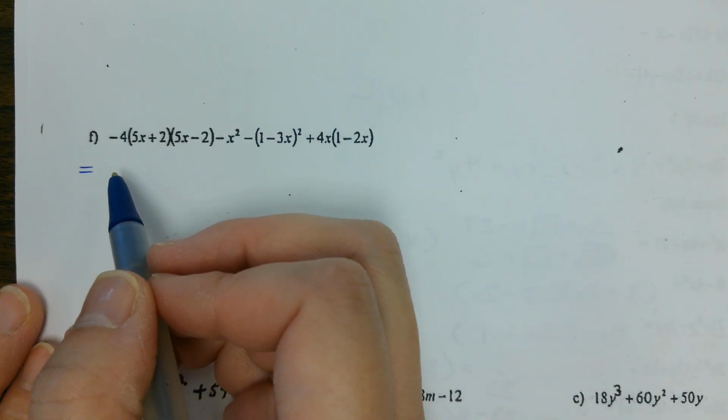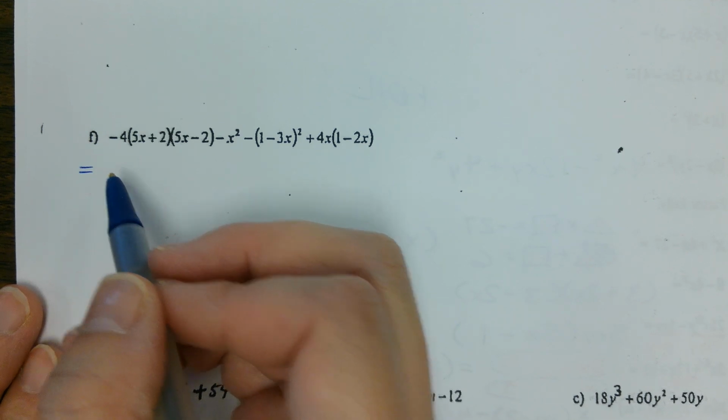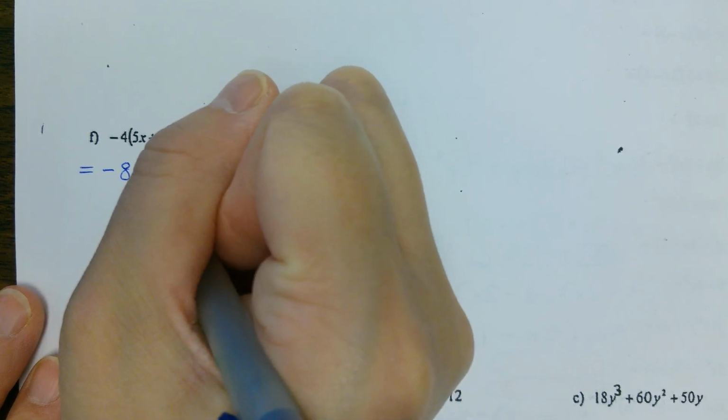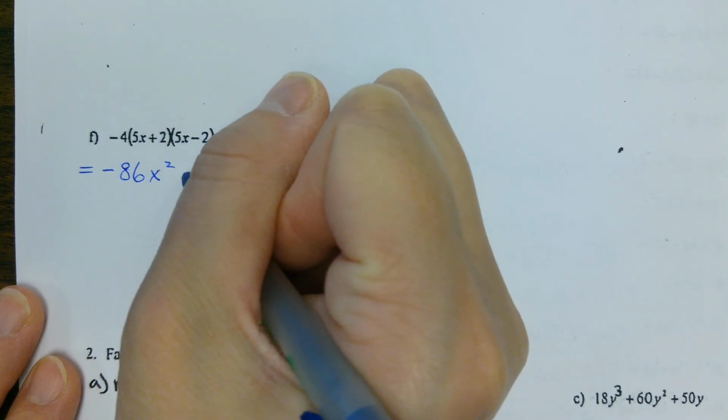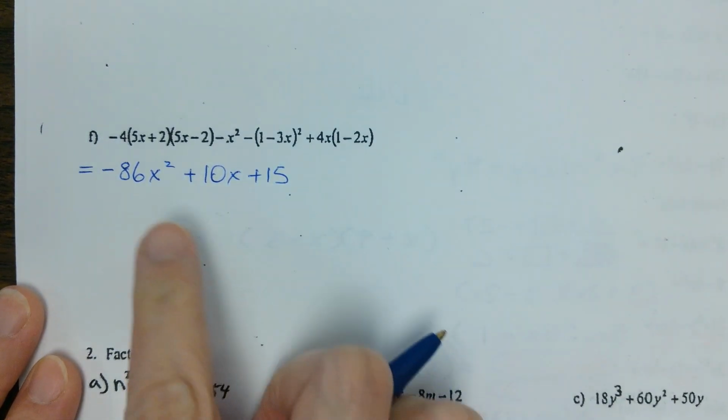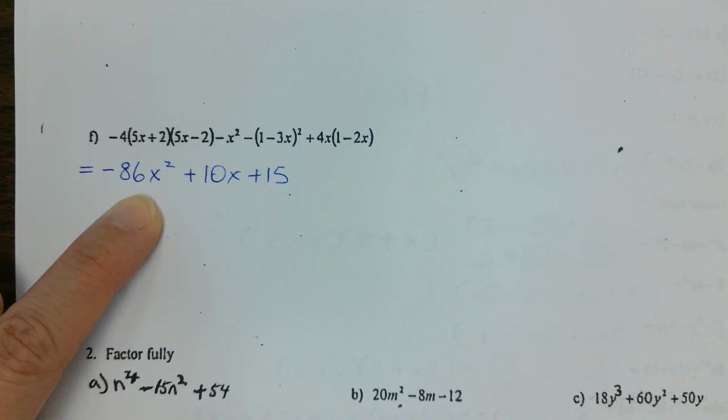So page 2, number 1F. Negative 86x squared plus 10x. How many of you got that? Okay, good. When 3 people agree with you, I think that is right. Aryan, did you get something else?